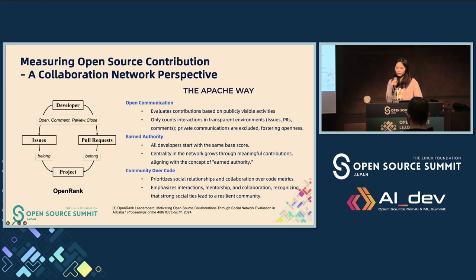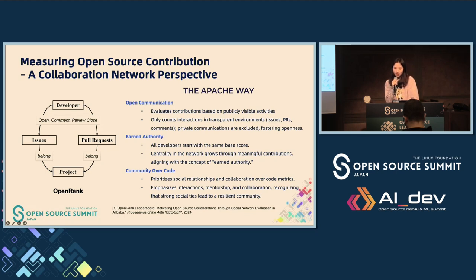So now let's go back to the question we raised: how do we measure open source contributions and determine how much reward developers should gain? So here we propose a graph network evaluation method named OpenRank. Note that here we only involve GitHub data for now. We admit that for open source contribution, only considering the activities on GitHub is not comprehensive. So this is only a preliminary, exploratory experiment, but it proved to be feasible to some extent.